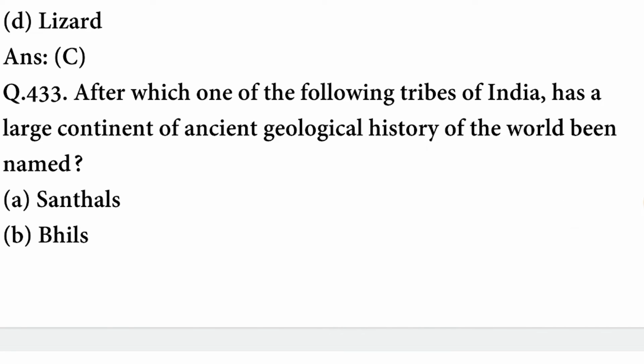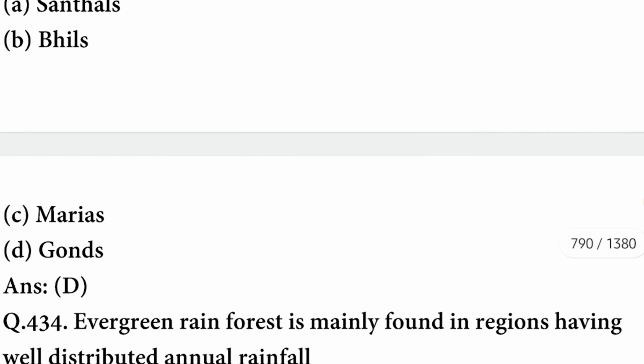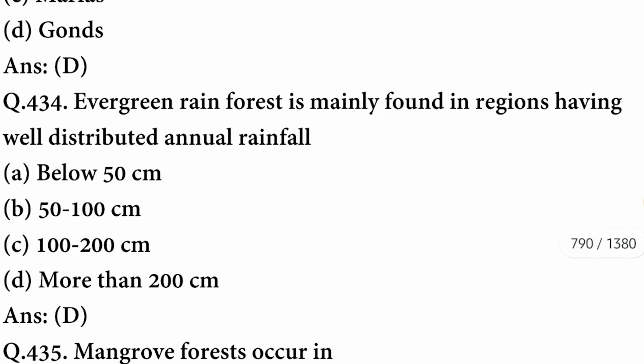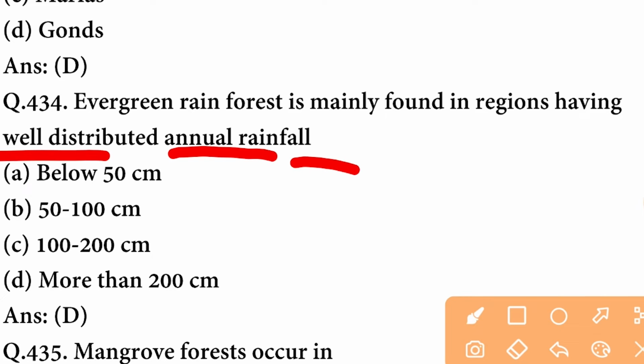After which one of the following tribes of India has a large continent of ancient geological history of the world been named? It is Gonds. D option is correct. Evergreen rainforest is mainly found in regions having well distributed annual rainfall.